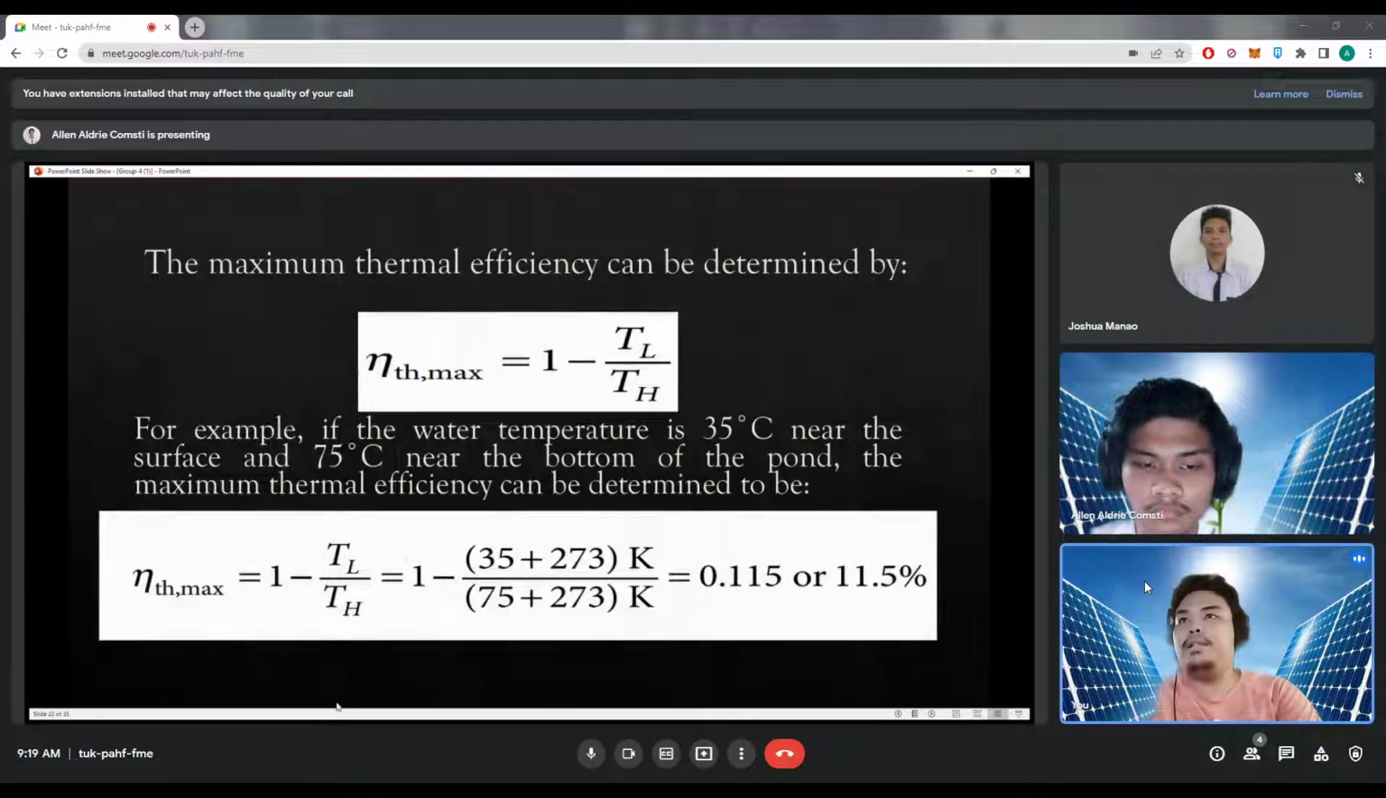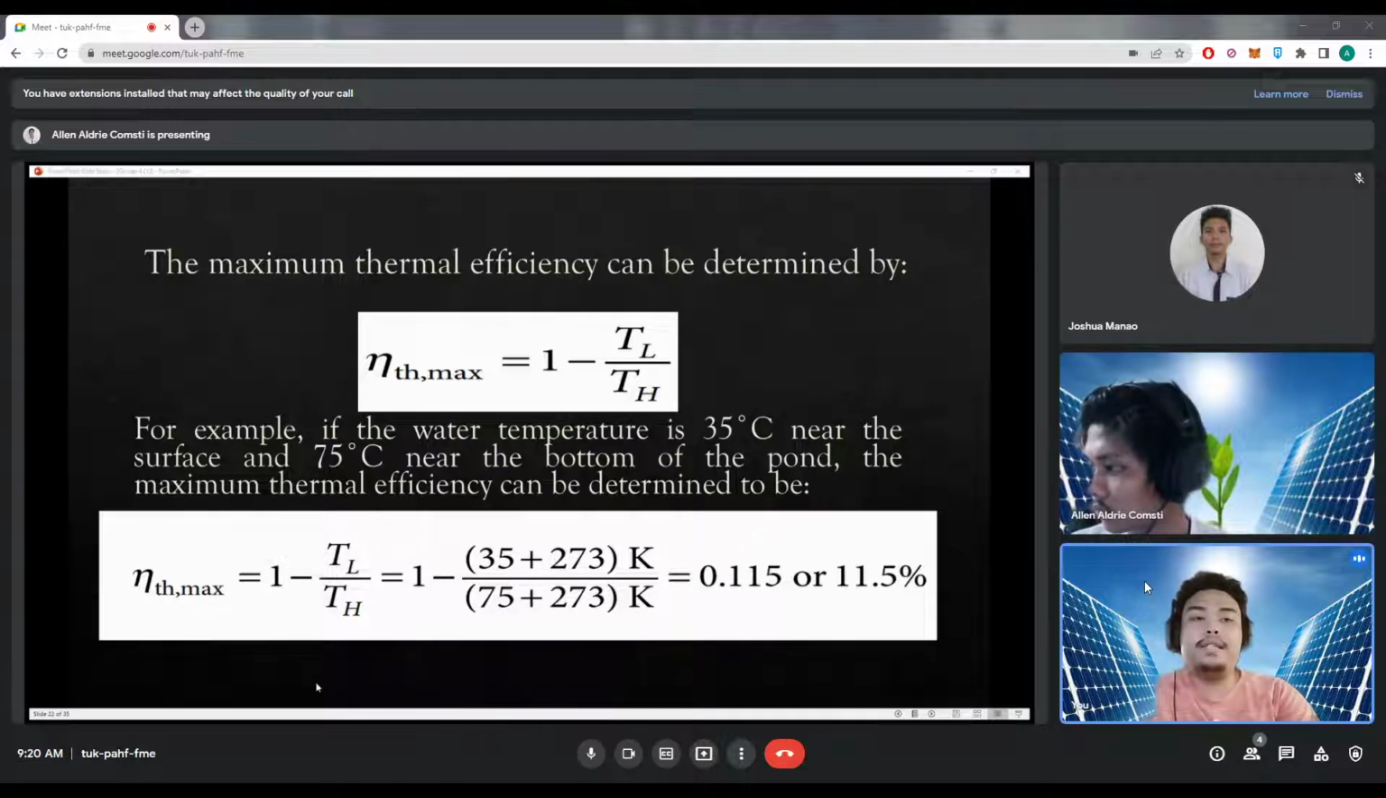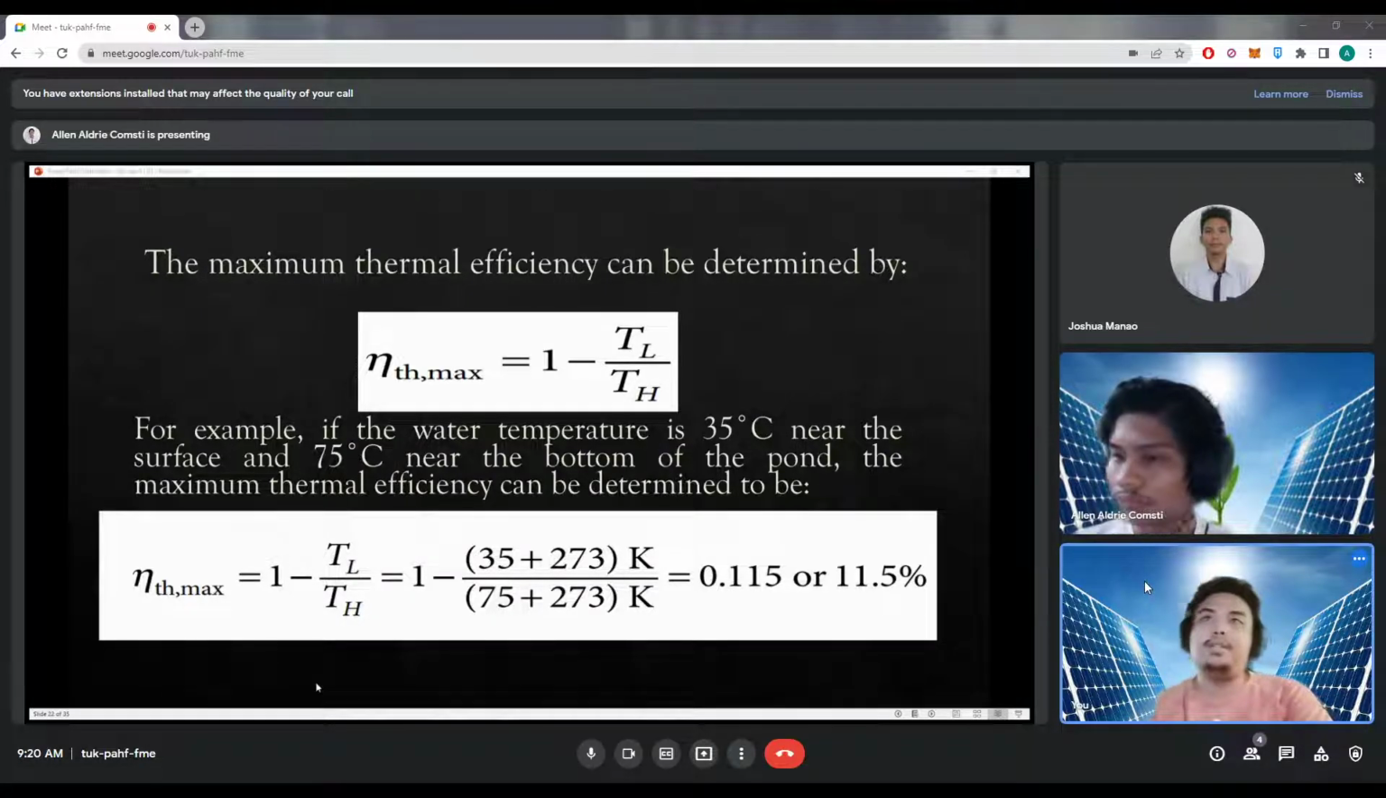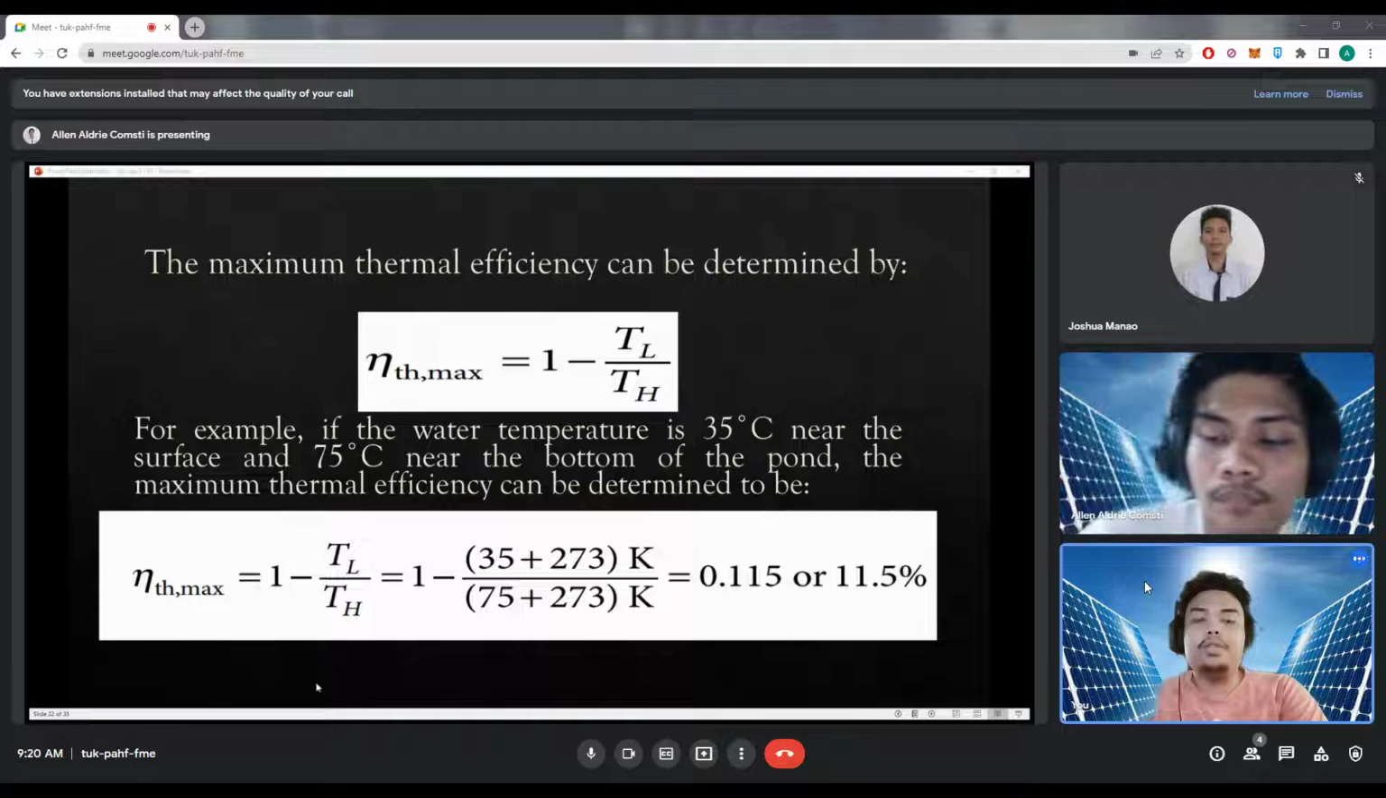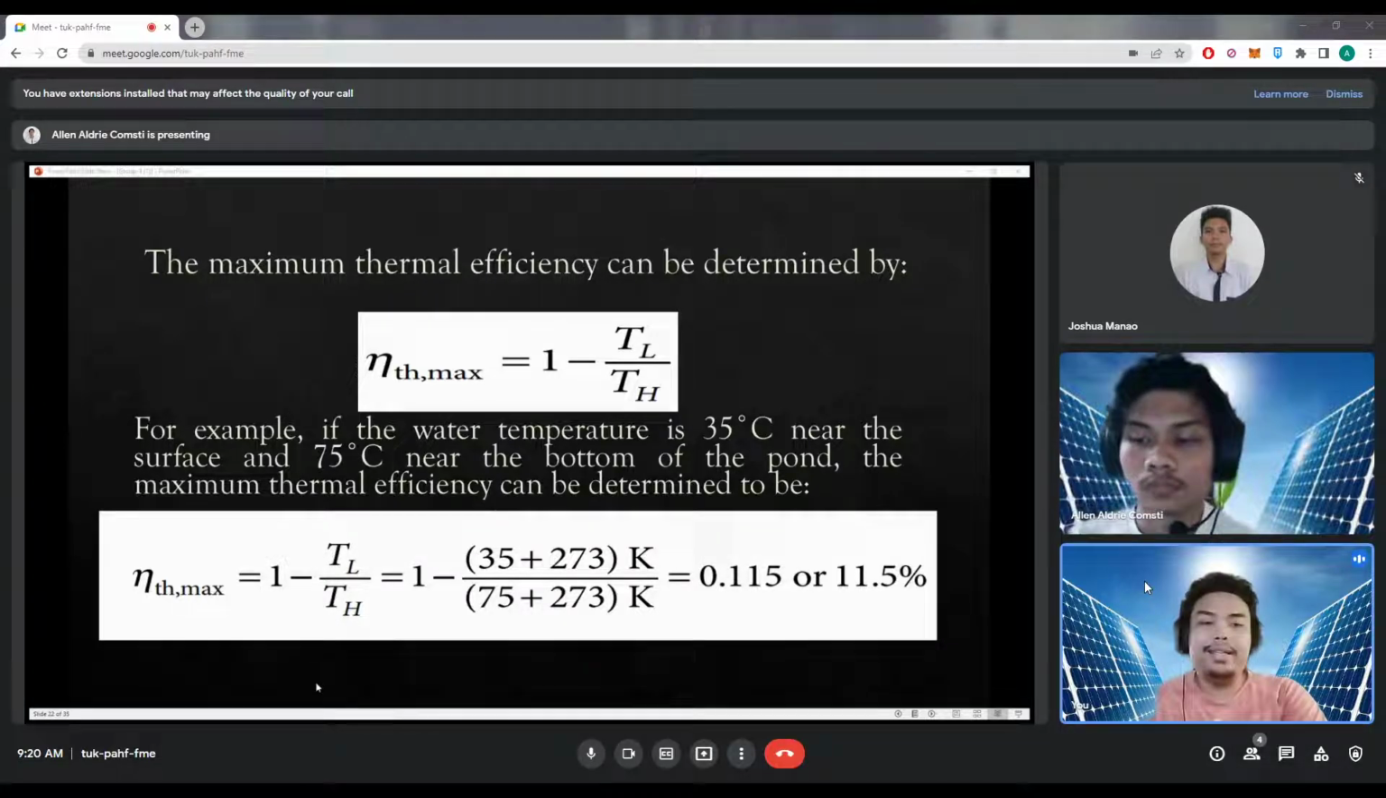Next is thermal efficiency. The operation of the solar pond works on the principle of entropy. From this we can determine the maximum thermal efficiency: maximum thermal efficiency is equal to 1 minus the temperature near the surface of the pond over the temperature near the bottom of the pond, in kelvins.